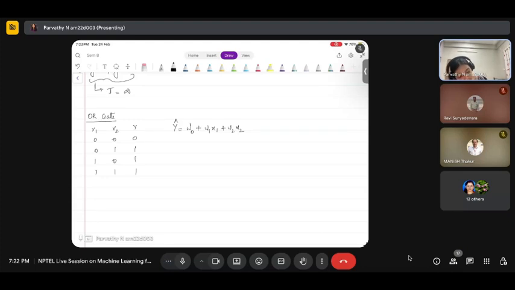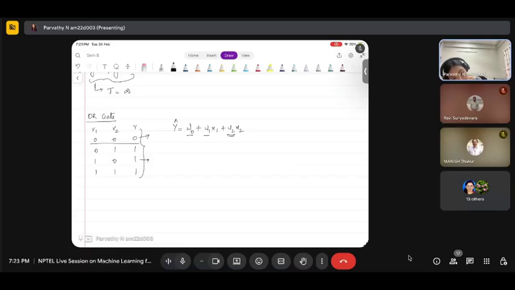So our W0, W1 and W2 need to be determined. But we know that from this set of values, when the input is 0, 0, I should get 0. That means in my sigmoid function, this should be some value below 0.5, then only it will get classified as class 0. And this should be a positive value so that it gets classified as class 1.